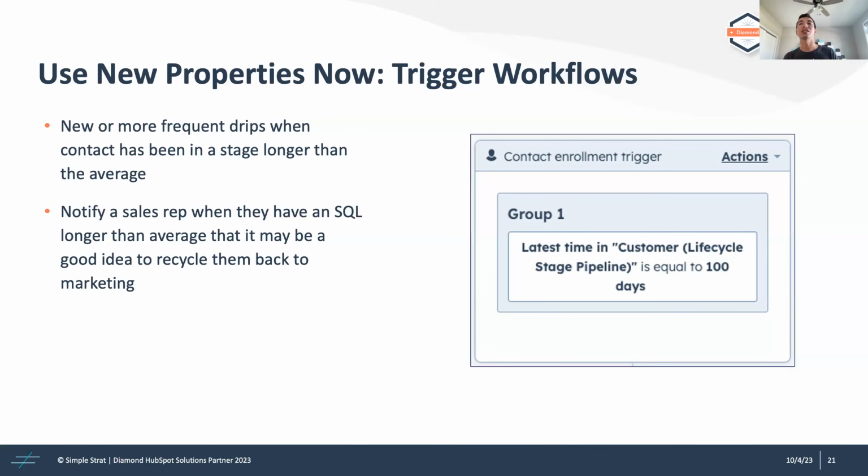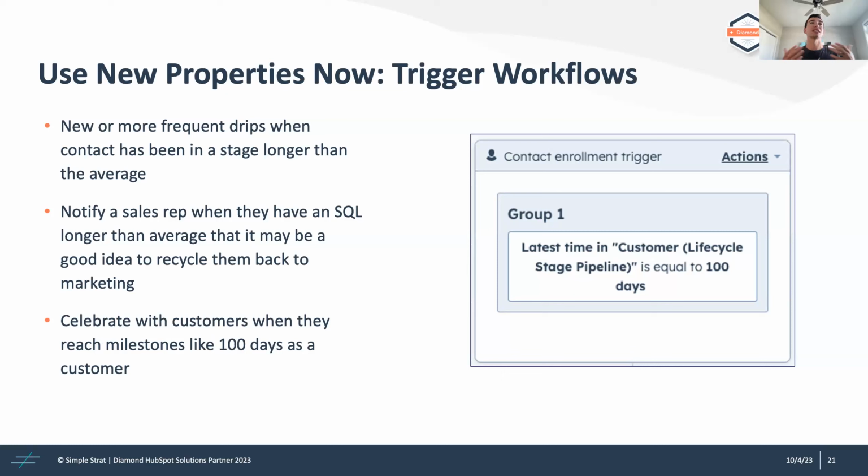Notify a sales rep when they have an SQL longer than average, that it might be time to return them. So remember that last one we were looking at, how long is our pool of SQLs aging by rep? Well, maybe we say, okay, on average across our portal, somebody that becomes a customer stays in SQL for, let's say, 20 days. Now we know anytime an SQL has been there for 20 days or longer, they're over our average. Maybe we want to notify the rep to do something about that. Or we can do things like celebrate successes with customers. So in this example, we're triggering a workflow when somebody's been in that customer stage for 100 days. So they've been a customer for 100 days. Maybe we want to send them a little email or text message celebrating that fact.